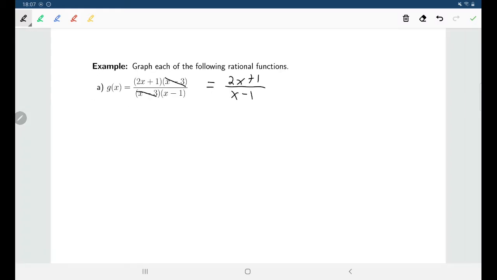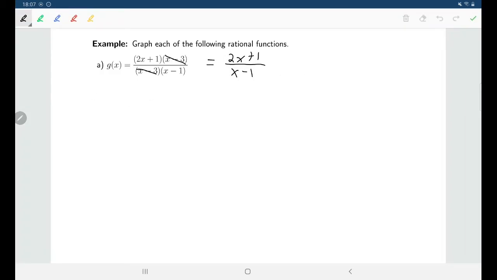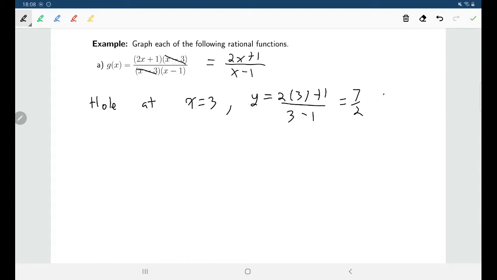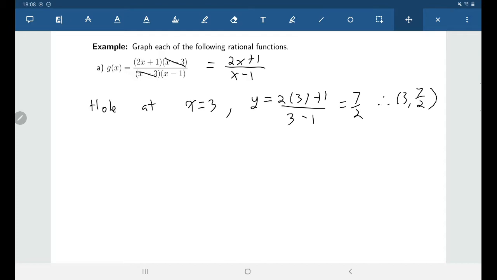And so we can say a bunch of things about this, starting with there is going to be a hole on this graph when x is 3, because the x minus 3 was a factor, and that factor was able to be canceled out. And we can see that the y value when x is 3 for our hole should be 7/2. So the point (3, 7/2) will be a hole on my graph.